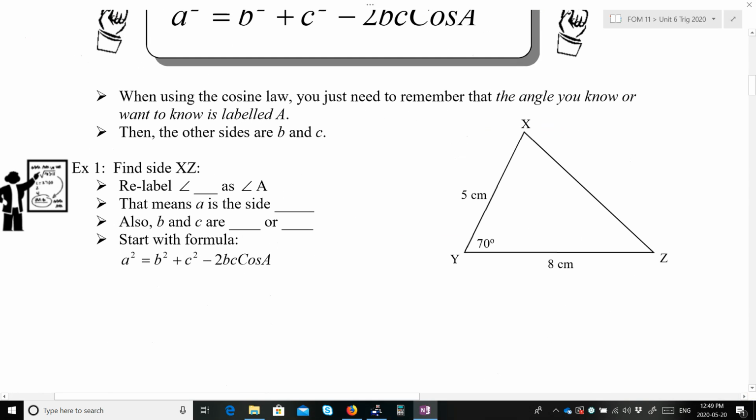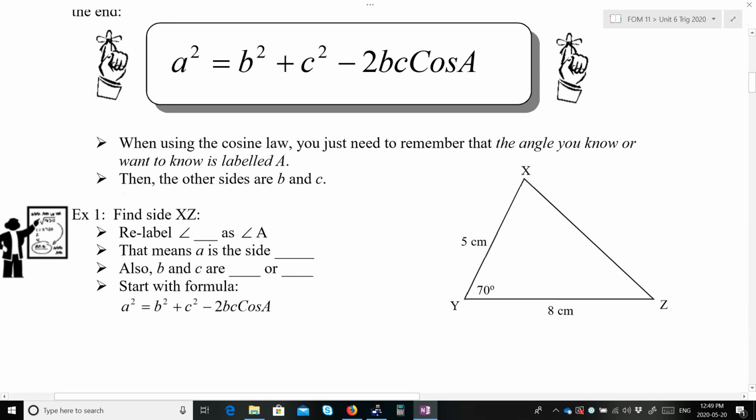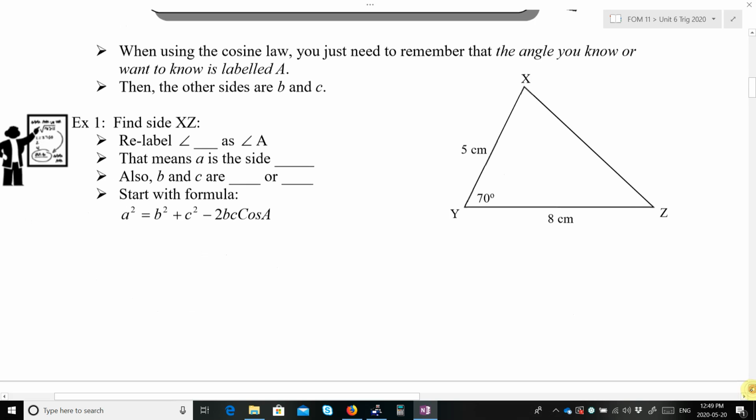All right, so when using the cosine law, you just need to remember that the angle you know or want to know is labeled A. Okay, so the angle that you know, or if they're wanting you to find an angle, you label that one A, and then all of the other letters will fit in the formula. Then the other sides are B and C. Okay, so I'll show you how this works.